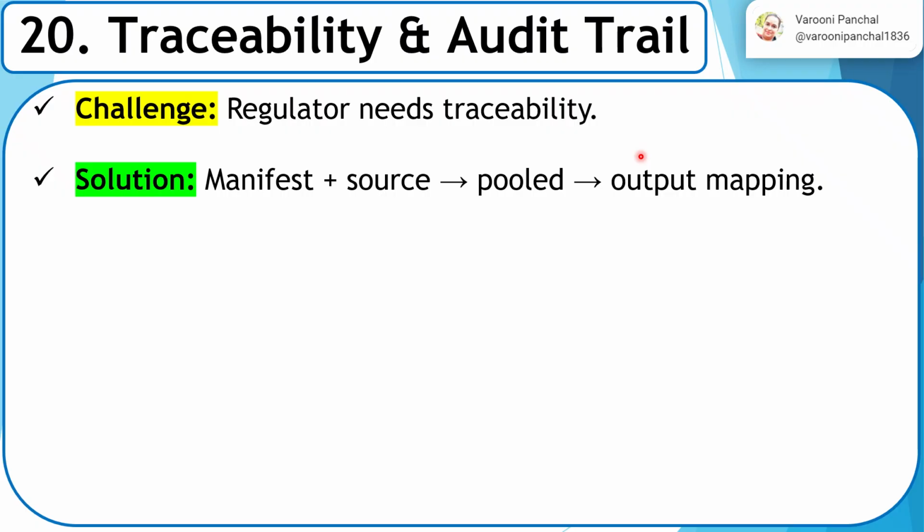Number 20 is traceability and audit trail. Now, the challenge here is the regulator needs traceability. What is traceability? Traceability is nothing but whatever data is present in raw, the same should be present in SDTM. The format and structure are different. Remember one thing, but the data values should be the same from raw to SDTM and from SDTM to ADaM.